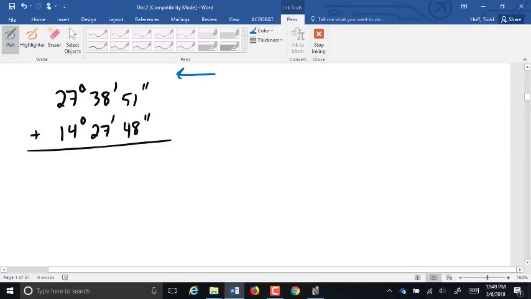So go ahead and add 51 plus 48 is 99 seconds. Can we get a minute out of that? Yeah. How many? Just one. So we carry the 1 minute. What do we do to the 99? Subtract 60 from that. That leaves us with 39 seconds.